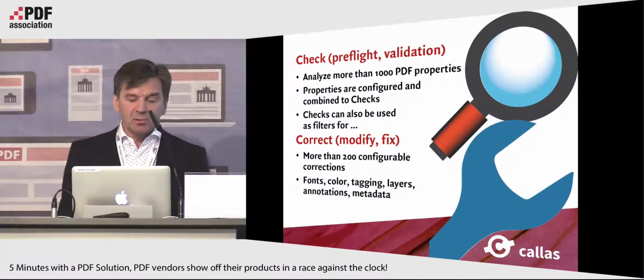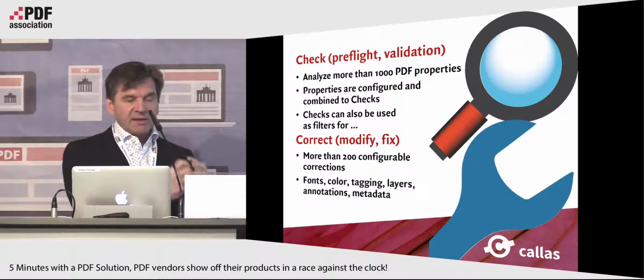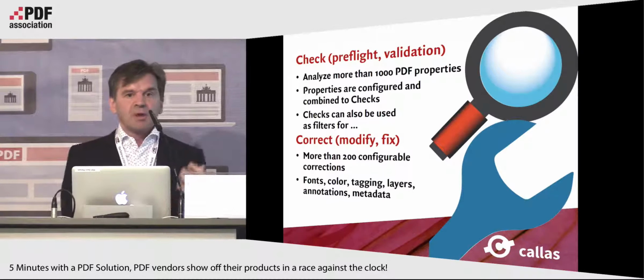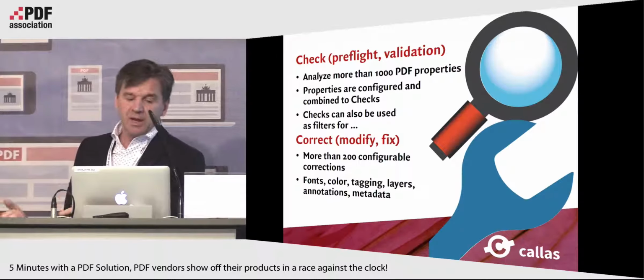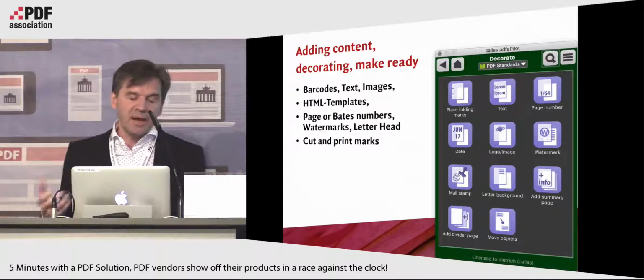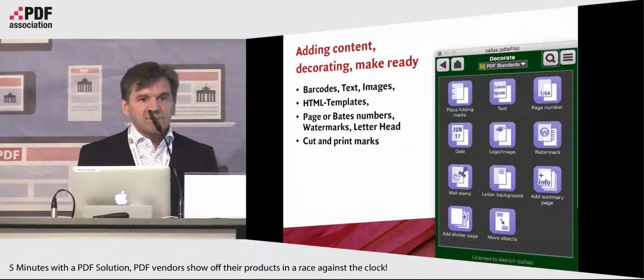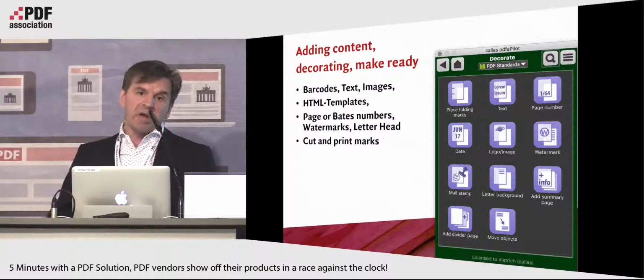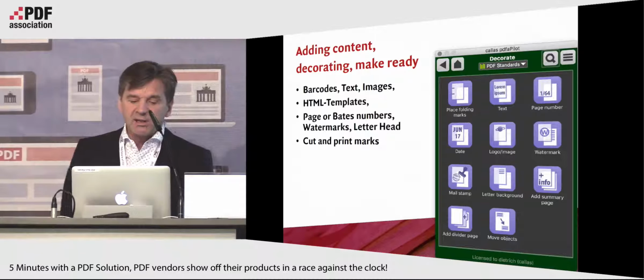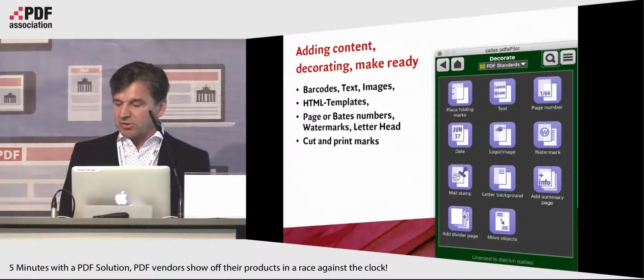You can combine that with corrections. There are several, so in that regard it's really, really complex, but you can easily do that in a desktop application and try it out over there as well. Then you can add content, so you can add barcodes, text, images. You can use HTML templates to add text. You can make it dynamic so that each and every page receives different content. So all of that is possible.